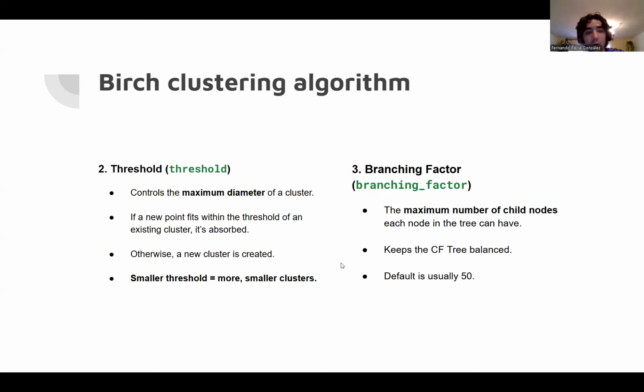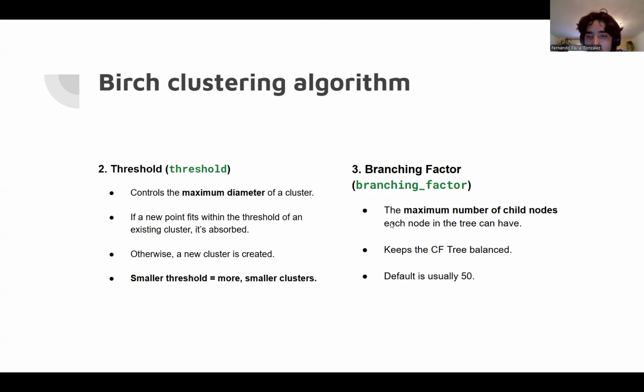Now we're gonna talk about the parameters. So first we have the threshold, which controls the maximum diameter of clusters. Basically, if a new point fits within the threshold of an existing cluster, then the cluster absorbs the point, and if not, then a new cluster is created using the point. And so the smaller the threshold, the more and the smaller the clusters will be.